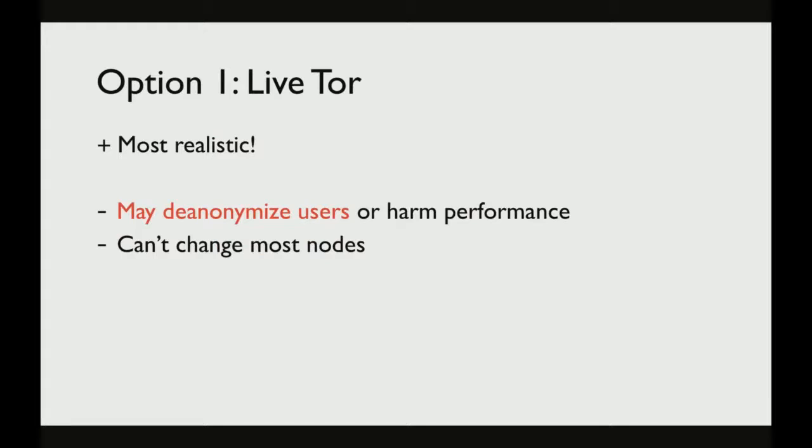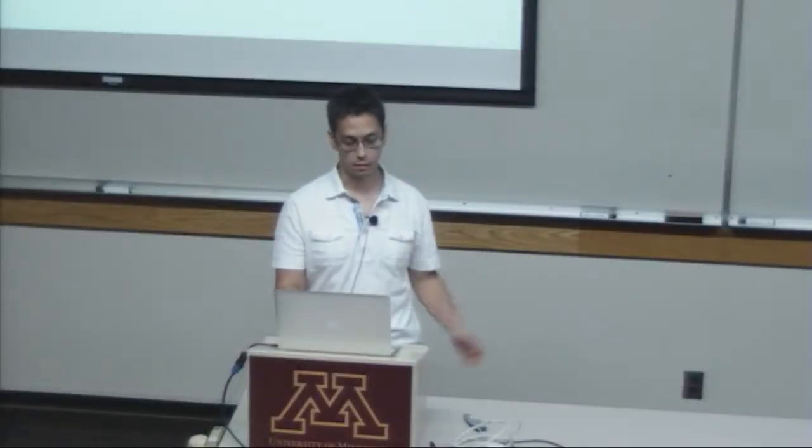So you can do live Tor tests, right? This has the advantage of being very realistic because it's actually in Tor. On the other hand, you might actually de-anonymize some users or harm their performance, so that's not so cool. And of course, you can only change the nodes that you actually control. It is hard to change other people's nodes, and so that's a limitation if you want to do something where you go, okay, well now let's suppose that all the Tor nodes do X. Well, you can't really test that.